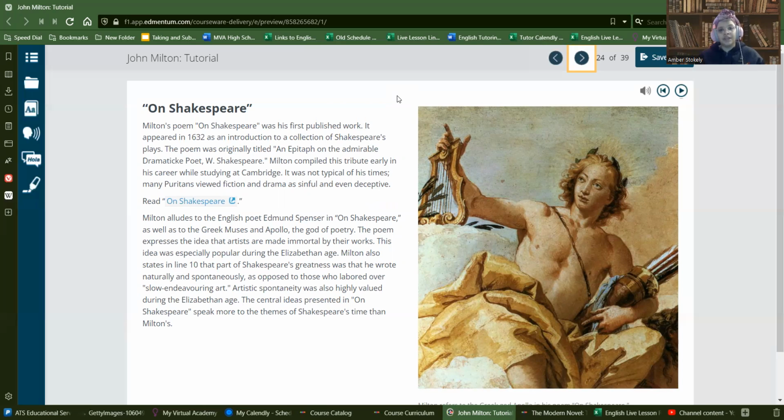Originally, this poem was entitled An Epitaph on the Admirable Dramatic Poet W. Shakespeare. So that's like a long, noble introduction. It says, Milton compiled this tribute early in his career while studying at Cambridge. As you recall, we talked about his education. He definitely learned a lot of languages before he went to Cambridge and then studied some more. It says here, yep, it was not typical of the times because Puritans viewed fiction and drama as sinful and even deceptive. So now we have the excerpt here for on Shakespeare.